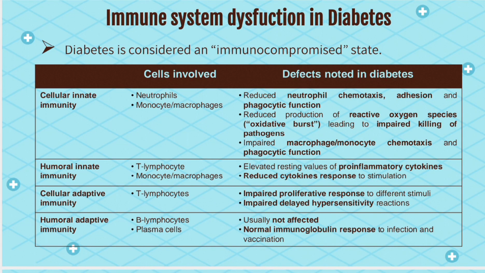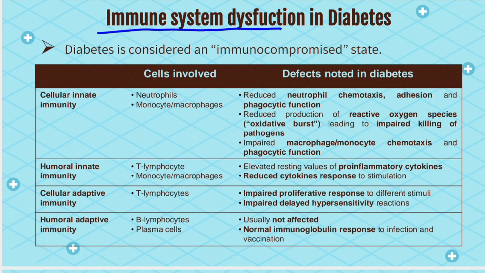As we know, in any patient with diabetes there is immune system dysfunction, and that's why diabetes is considered an immunocompromised state. To develop this immunocompromised state, there are defects in various immunity systems and the cells involved in them. Let's discuss first the cellular innate immunity.